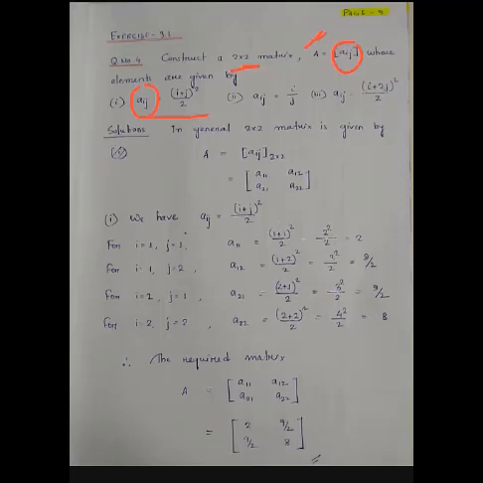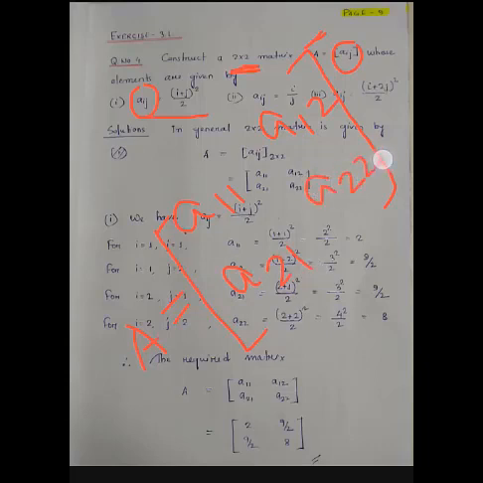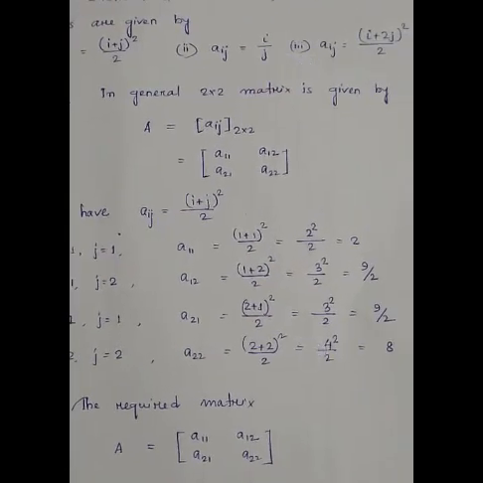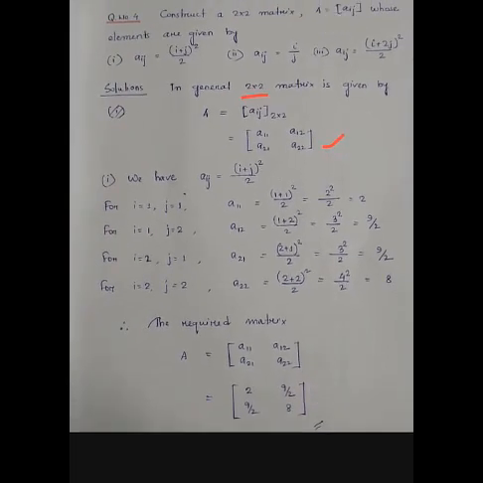We have to construct a 2 by 2 matrix. So how many positions will be there? Suppose A is the matrix. It will look like this: A11, A12 are the elements of the first row, and the second row elements are A21, A22. This is the matrix we are to construct. Now how do we evaluate the positions? We get the individual positions using the expression given.